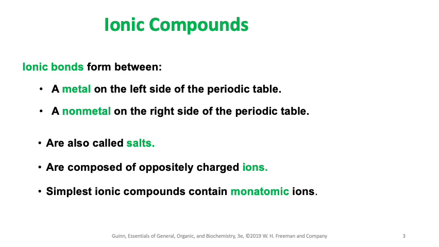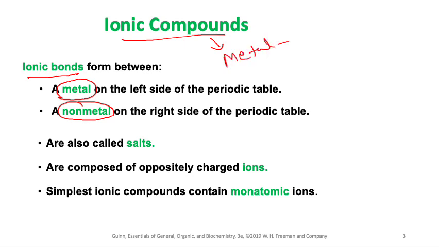So ionic compounds, like we already know, form through ionic bonds. We have ionic bonds in ionic compounds, and they always form between two atoms. One of the atoms should be a metal, and the second element, or you can say atom, should come from a non-metal. So an ionic compound is a combination of two elements or two atoms. One of them is a metal and the second one is a non-metal.